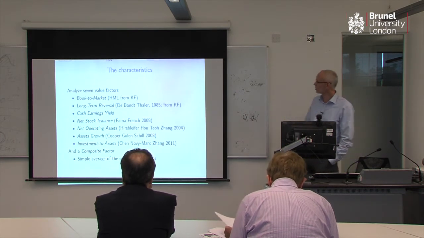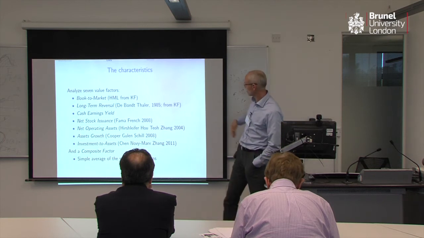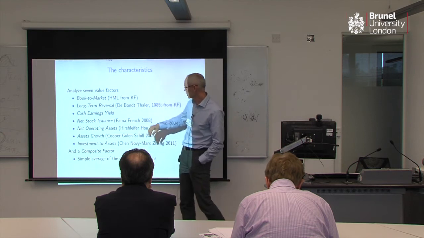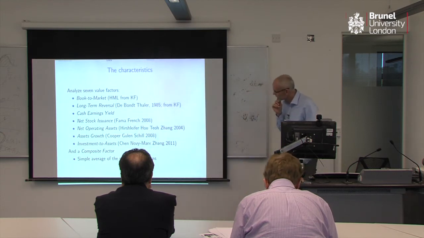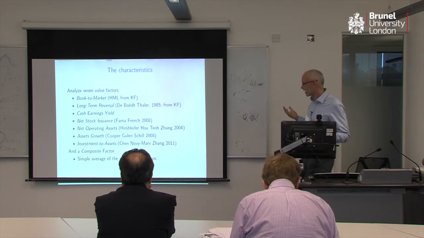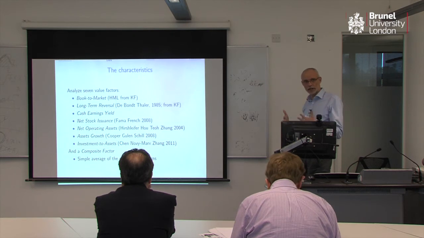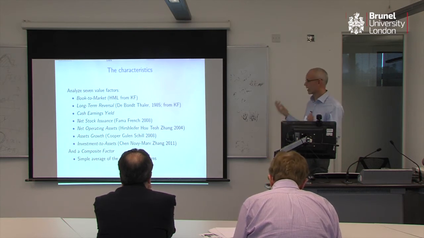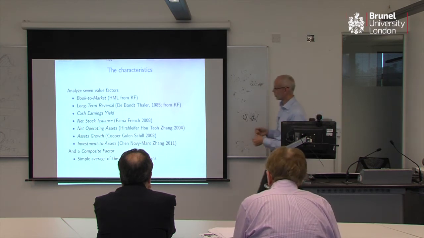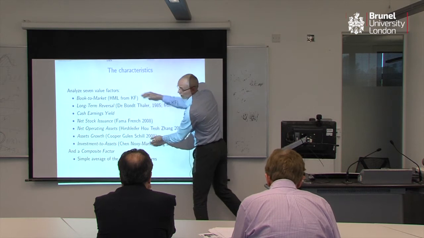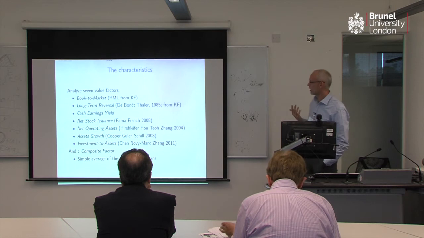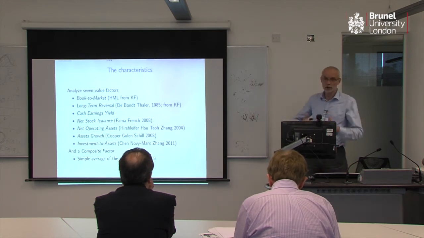All right, so the characteristics, or the factors, we'll look at, I've already mentioned: book to market, long-term reversals, cash earnings yield, net stock issuance, net operating asset growth, investments to assets. These are all arguably related to some underlying value characteristics, different manifestations of value versus growth. And we'll look at a composite factor, which is just an average of the 7 factors here. We've chosen these factors because we know they work.